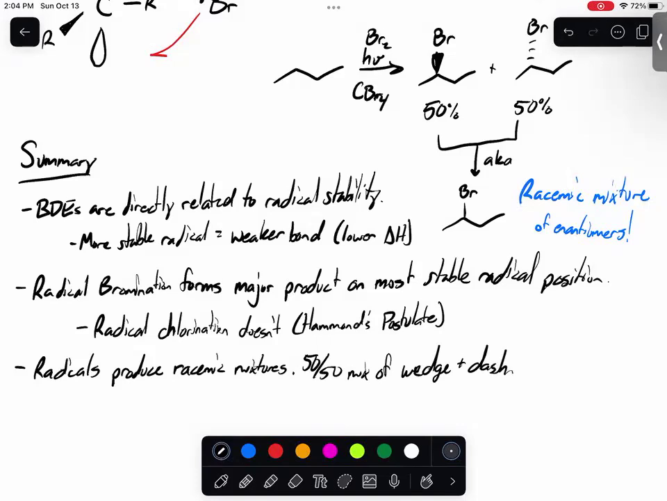And overall, that is radical halogenation. Okay? It is a relatively useful reaction because it can take alkanes and it can add on halogens, which is going to become more useful as we start to look at the next reactions in our series here, which are going to be substitution reactions, which are going to rely heavily on this concept.